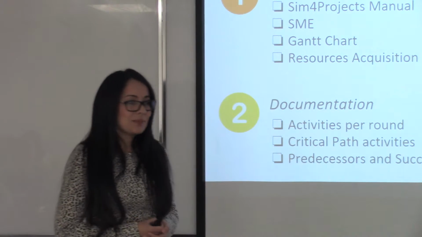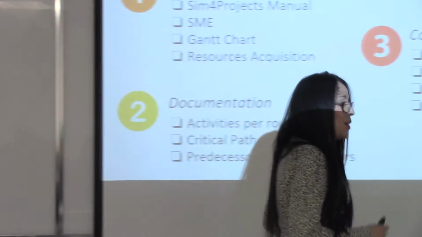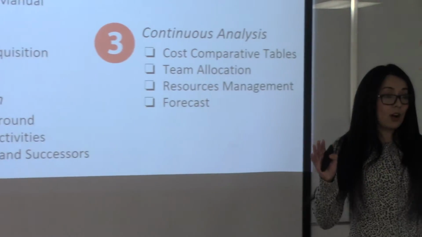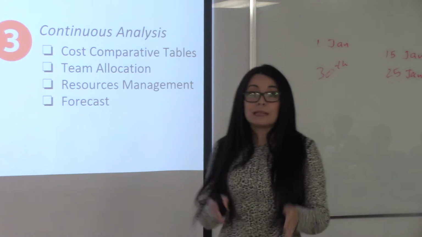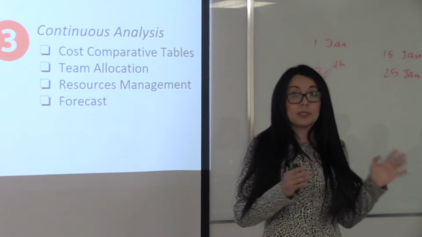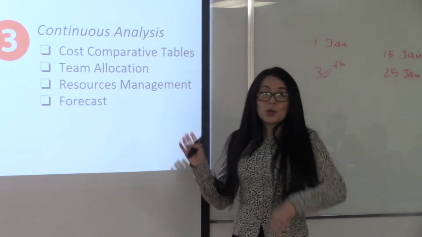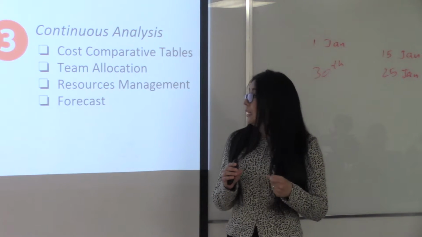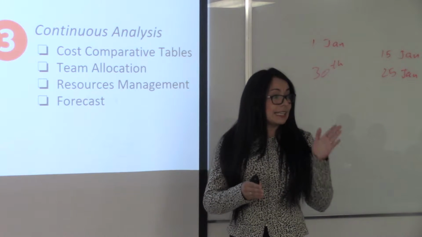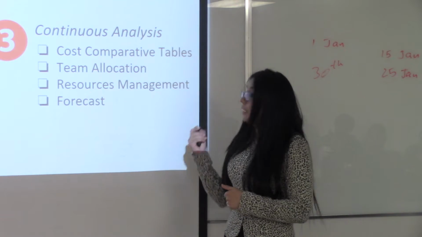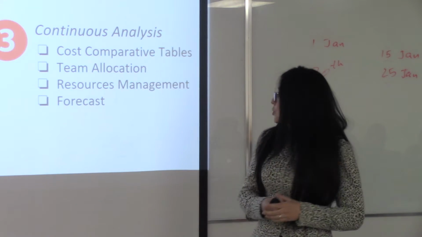Continuous analysis. We had tons of tables. We compared cost, the estimated cost, with the money that we actually spent per each round. We did the same with time. We took all the resources from the pool and we compared key skills and key indicators. So it allowed us to make right decisions.